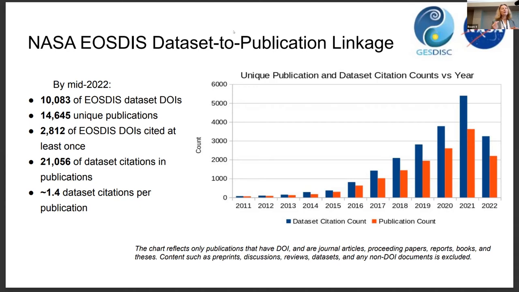As I understand, DataCite gets this information from CrossRef Event Data. This is how it populates that information. So we don't search just for publications, we search for data sets and publications associated, linked to those data sets.